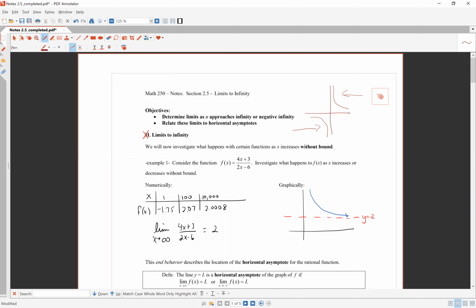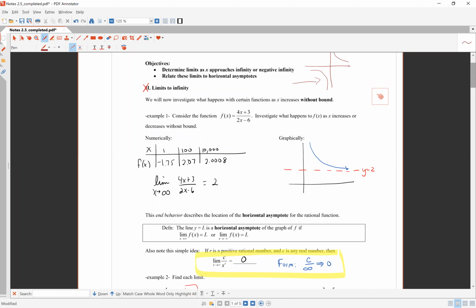And now we're going to talk about what happens if, instead of x going to some finite number, like here it's going to x equals 0, x goes to infinity or x goes to negative infinity. We're going to see that in some cases, instead of a vertical asymptote, it approaches a horizontal asymptote. So there we have an example, the function with 4x plus 3 in the numerator and 2x minus 6 in the denominator.